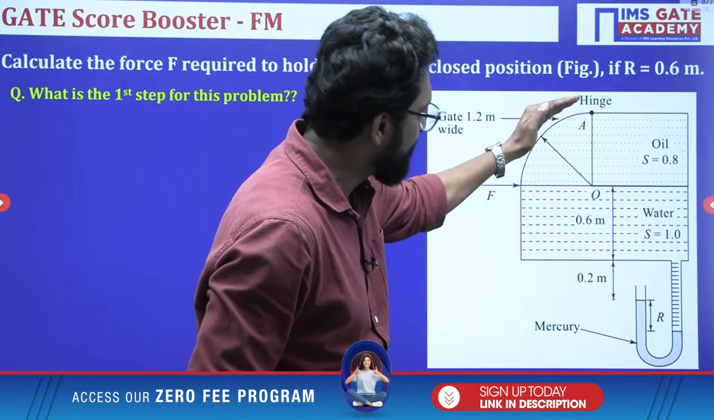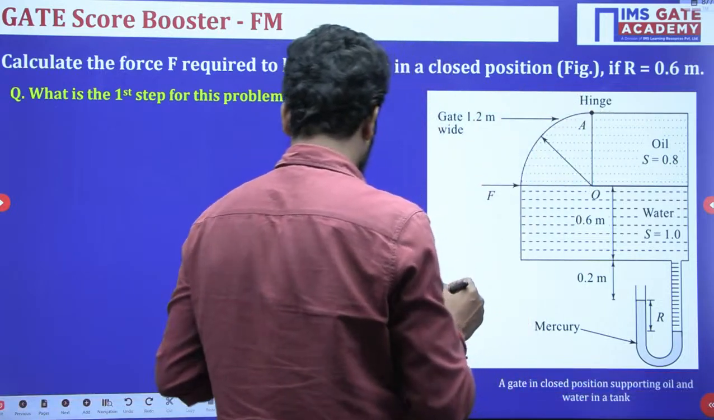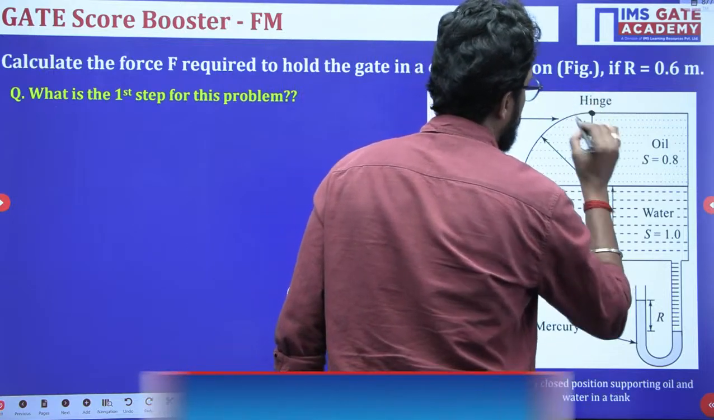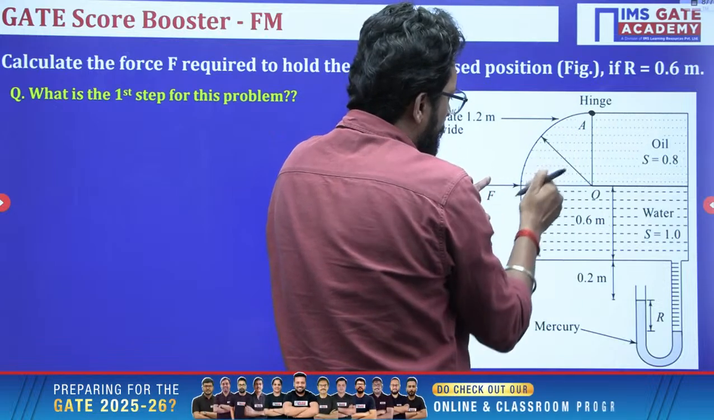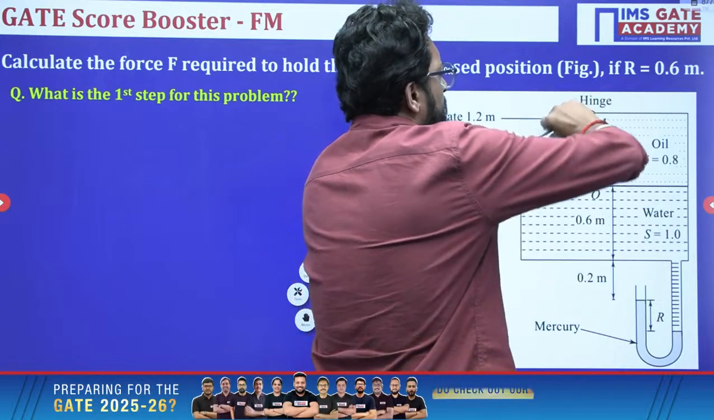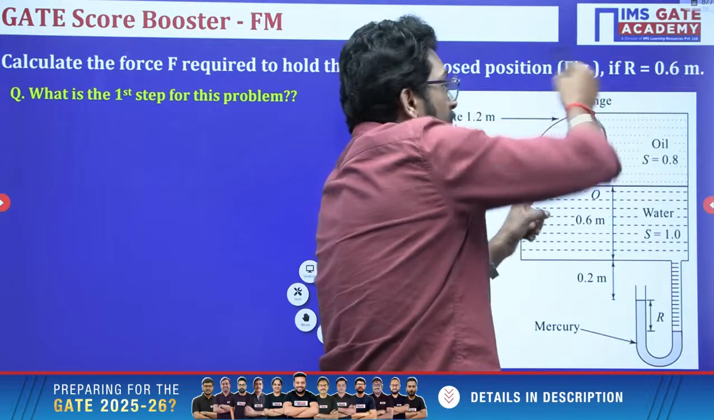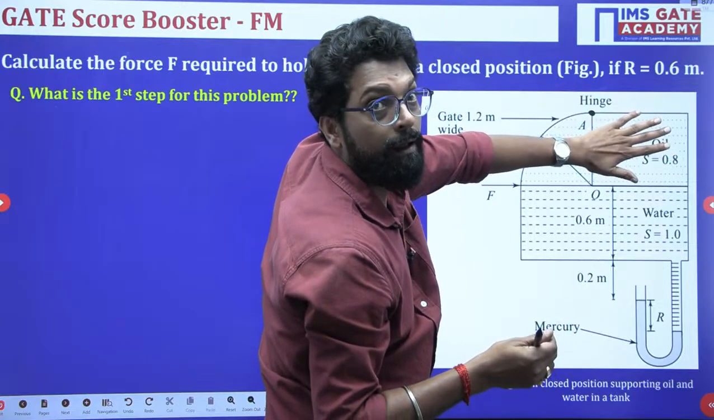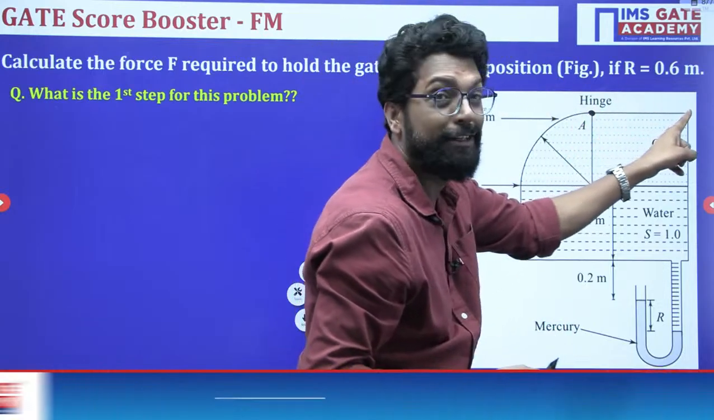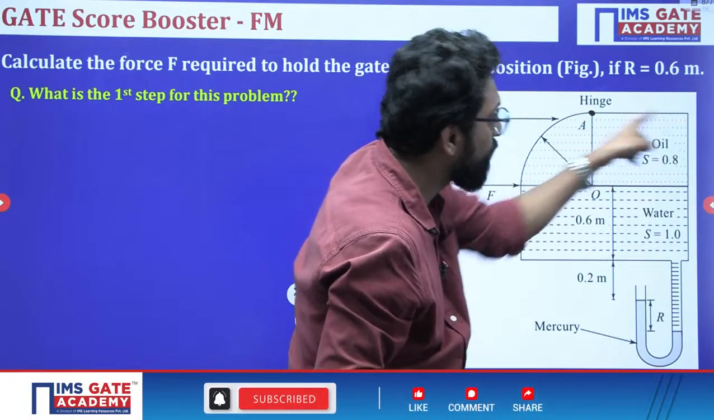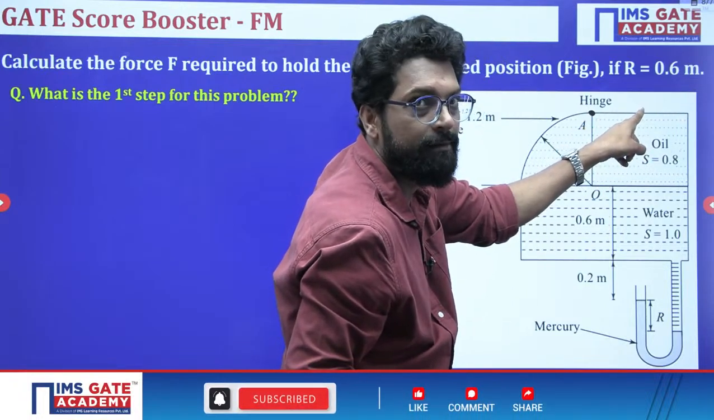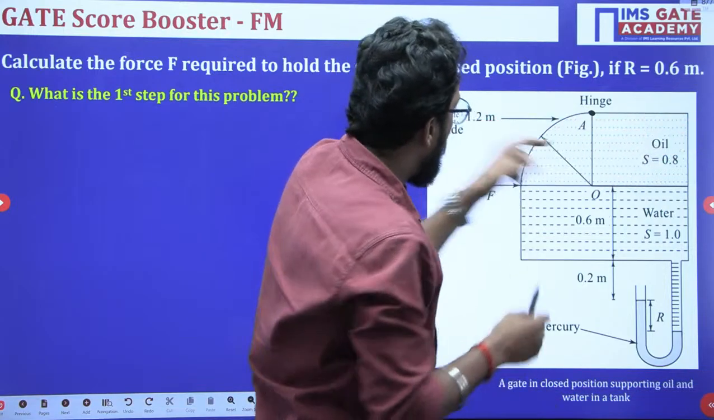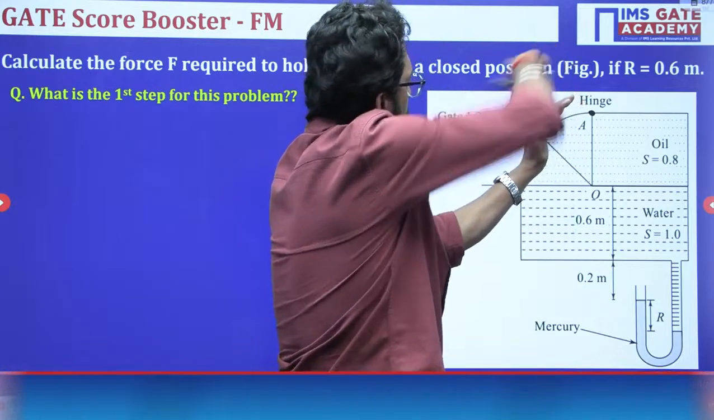And this is a gate, and here it is a hinge, my dear. So at this point, this gate will swivel up and down like that. Why? Because of the pressure. Mind it, this question is not related to a free surface. It is a closed surface, a closed container. Now, this gate has a width of 1.2.